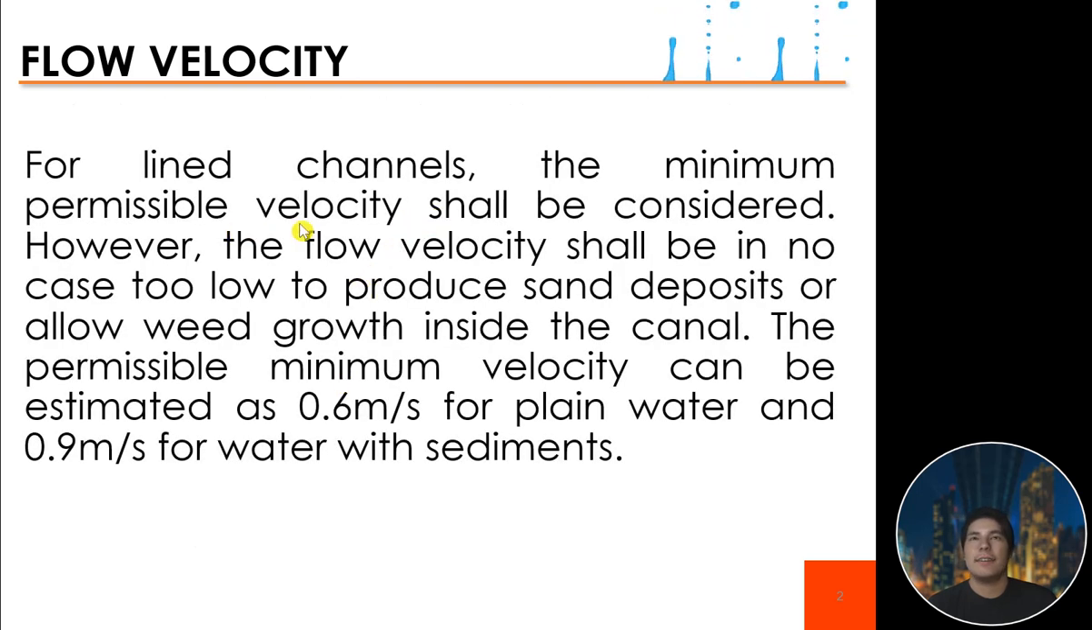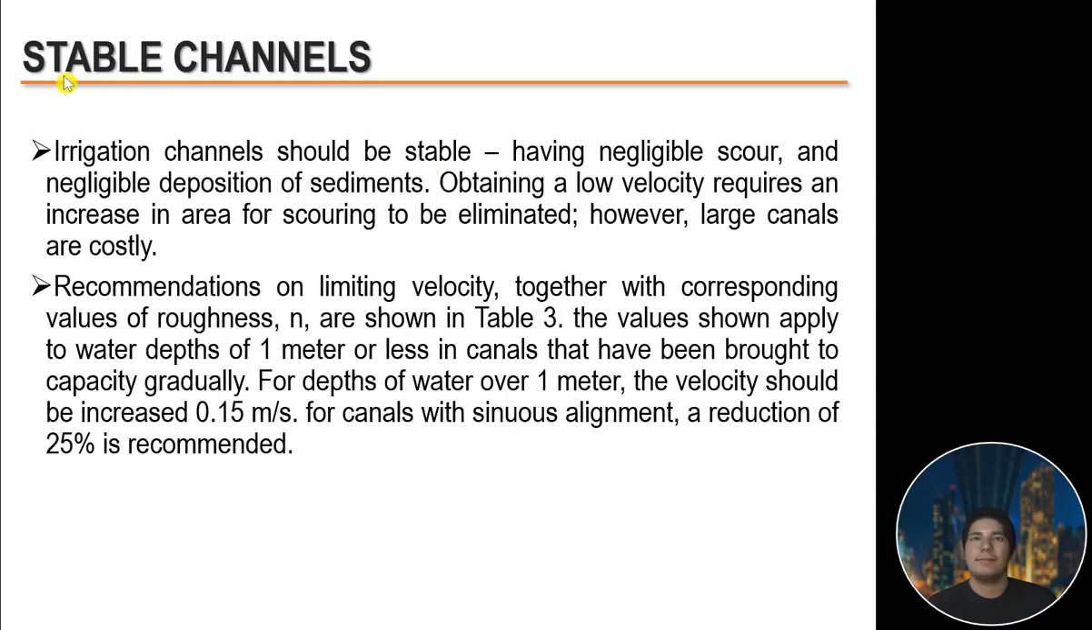You can also use that one in the stability design. For lined channels, the minimum permissible velocity shall be considered. However, the flow velocity shall not be too low to produce sand deposits or allow weed growth inside the canal. The permissible minimum velocity can be estimated as 0.6 meter per second for plain water and 0.9 meters per second for water with sediments. So the idea is to have a stable channel. Irrigation channels should be stable, having negligible scour and negligible deposition of sediments.